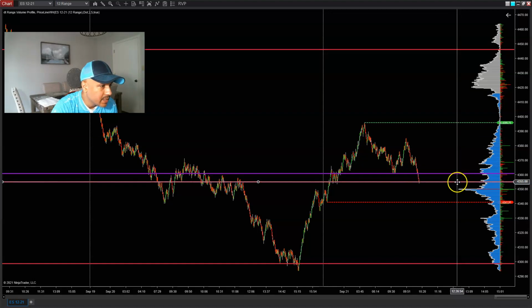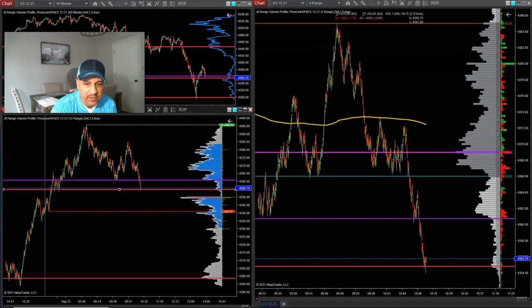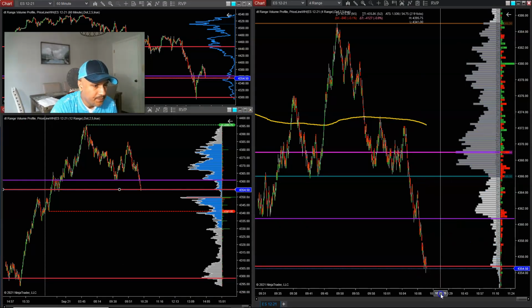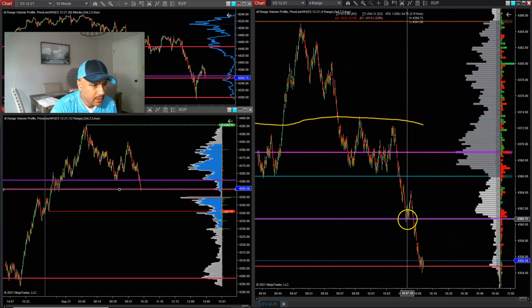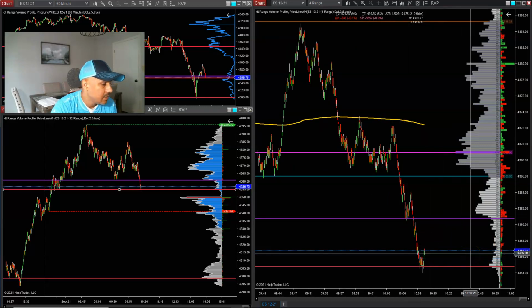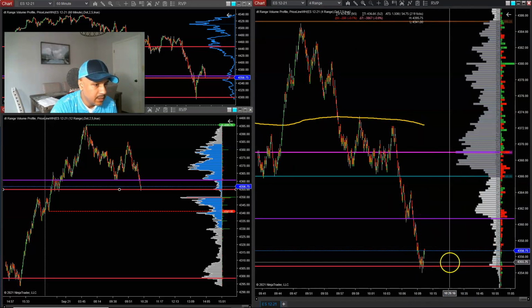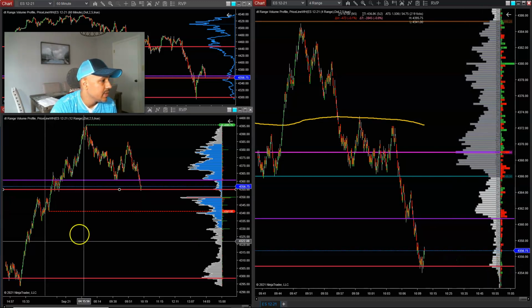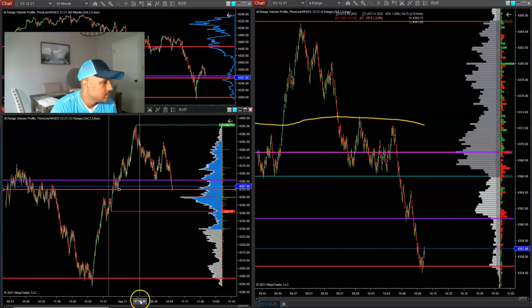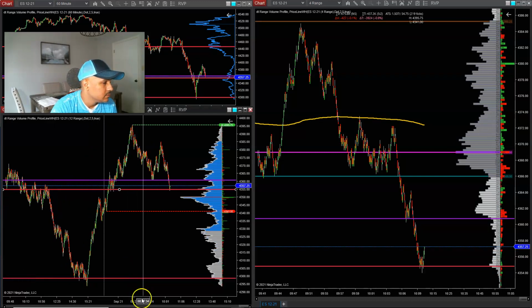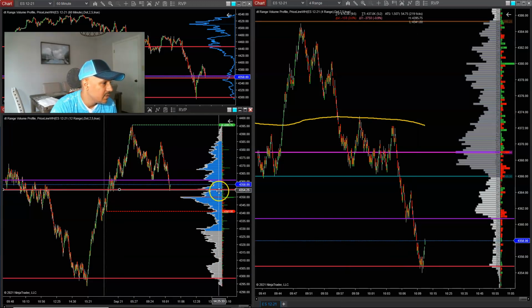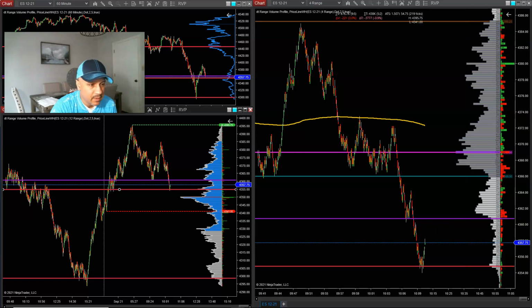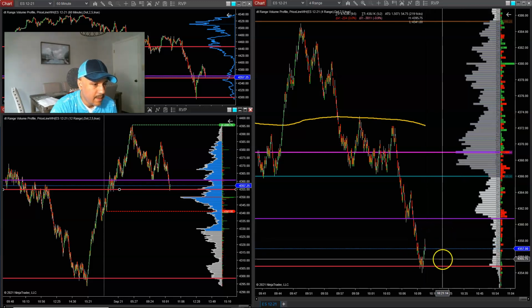The next area I would probably mark, it could bounce here. There's a small little level there. Yeah, it could bounce here. Let's see what happens. It could definitely bounce here. Small little level at this high volume area right here. So let's see.